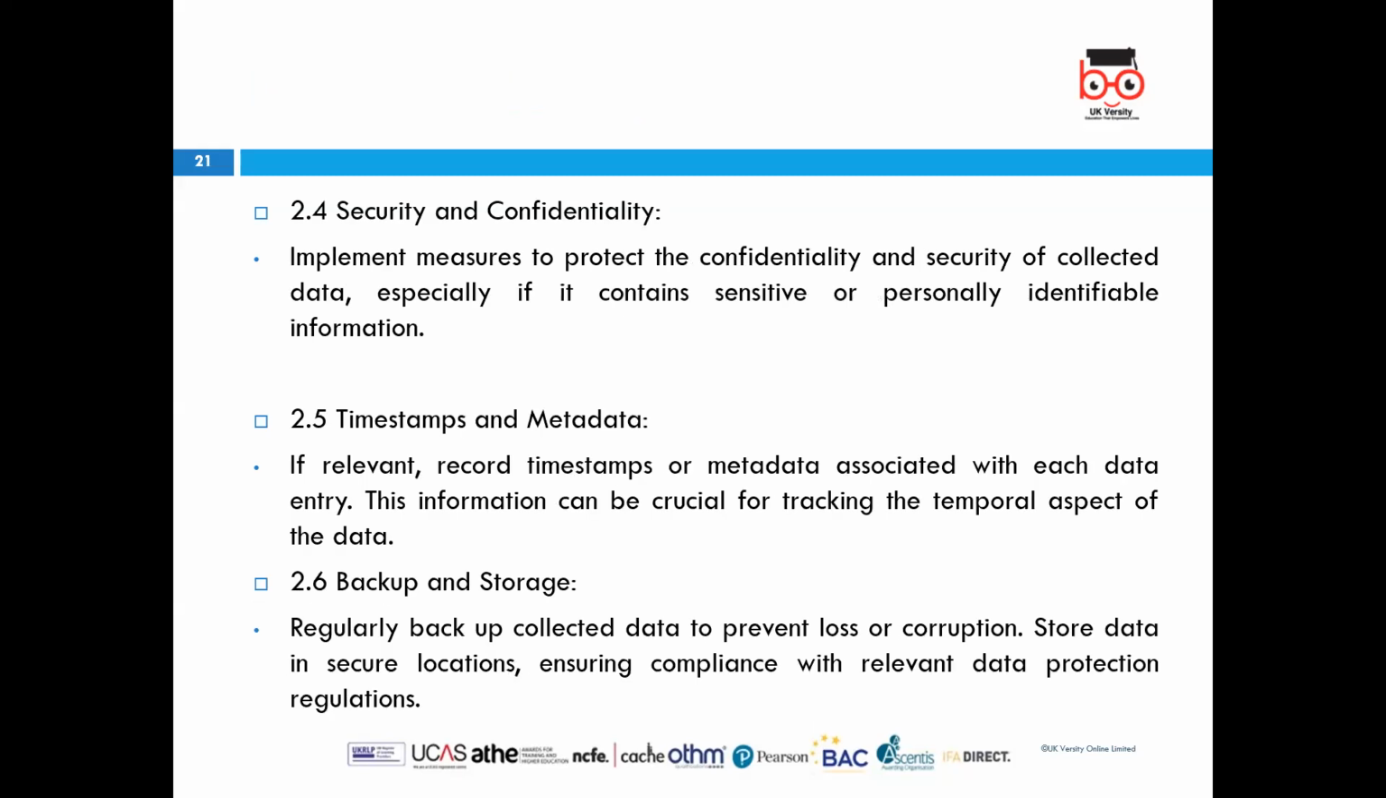And then security and confidentiality, which means that you need to implement measures to protect the confidentiality and security of collected data. Ideally, you should not collect any sensitive or personally identifiable information. For example, if you're collecting data related to gender, it could be male, female, or other. So this could be your three options. If you're collecting data related to age, rather than asking what is your age, you can ask what is your age group, whether it is 18 to 24, 25 to 30, 31 to 45. That way you can avoid collecting any personally identifiable information.